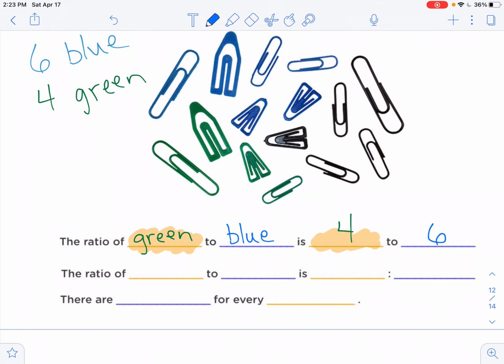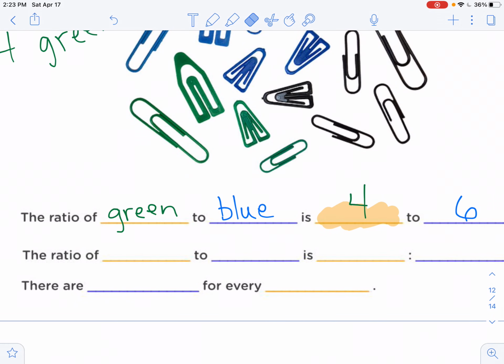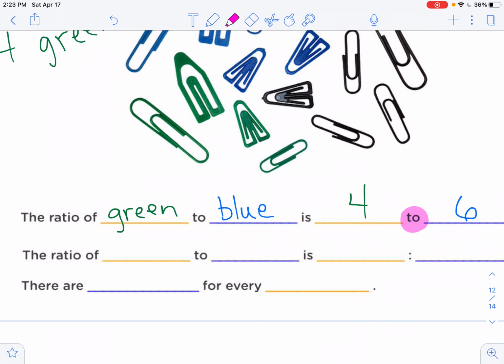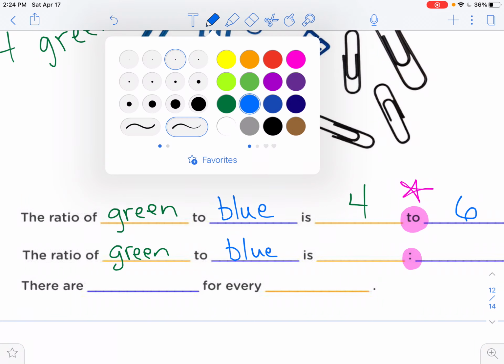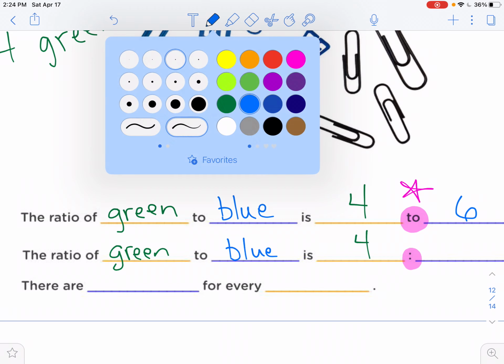The next sentence is saying the exact same thing, except only one thing has changed. Instead of this TO here at the end, I'll put a big star next to it. It's been changed into 2 dots. That's our colon. But everything else is going to stay exactly the same. The ratio of green to blue is 4 colon 6.